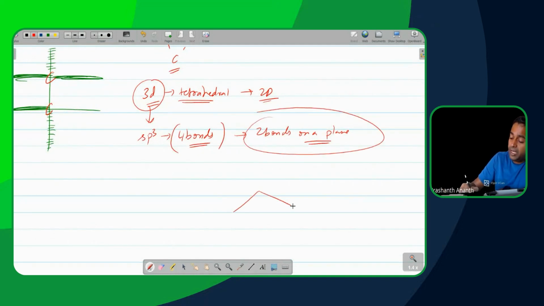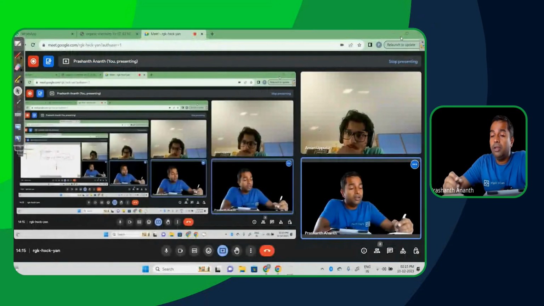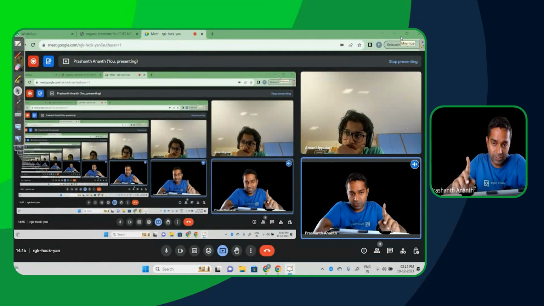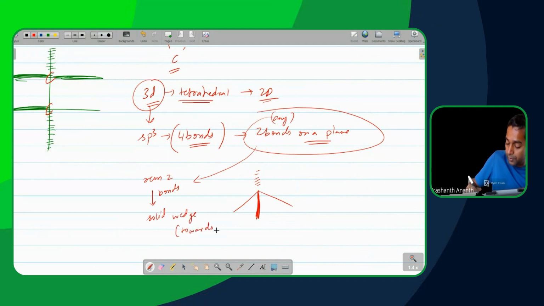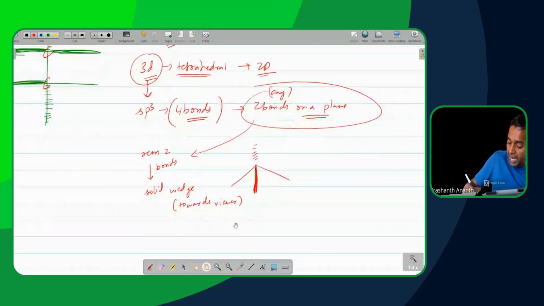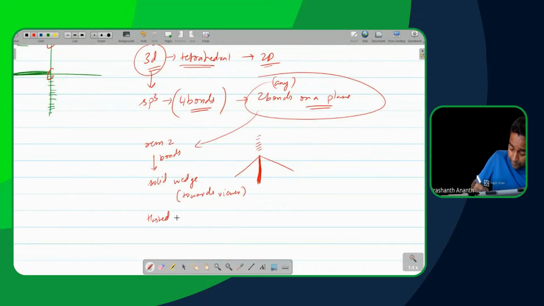These two bonds on the plane can be drawn like this. The remaining two will automatically be the solid wedge and the hashed wedge. When you place two bonds out of four on a plane, it doesn't matter which two, pick any two, the remaining two will automatically be placed as a solid wedge, which means it's going towards the viewer, and a hashed wedge, which is away from the viewer.